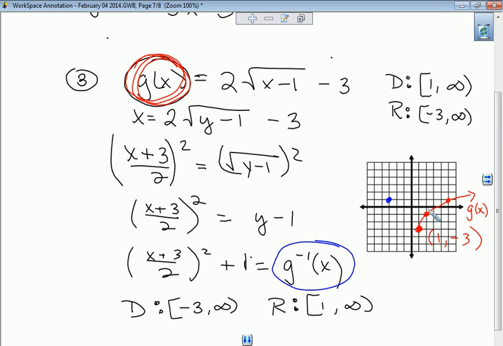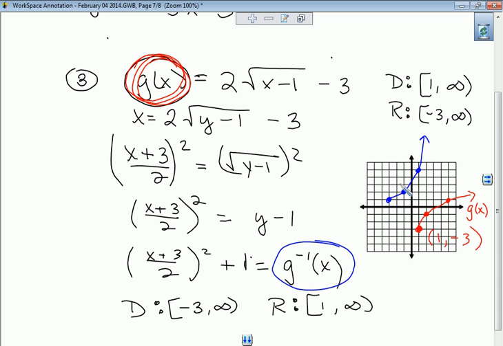Okay? And this point right here is 2, -1. So this should have a -1, 2. This point is 1, 5. So this should have a 5, 1. Does it look like a reflection over y equals x? Yes. Okay, you're going, wait a second.